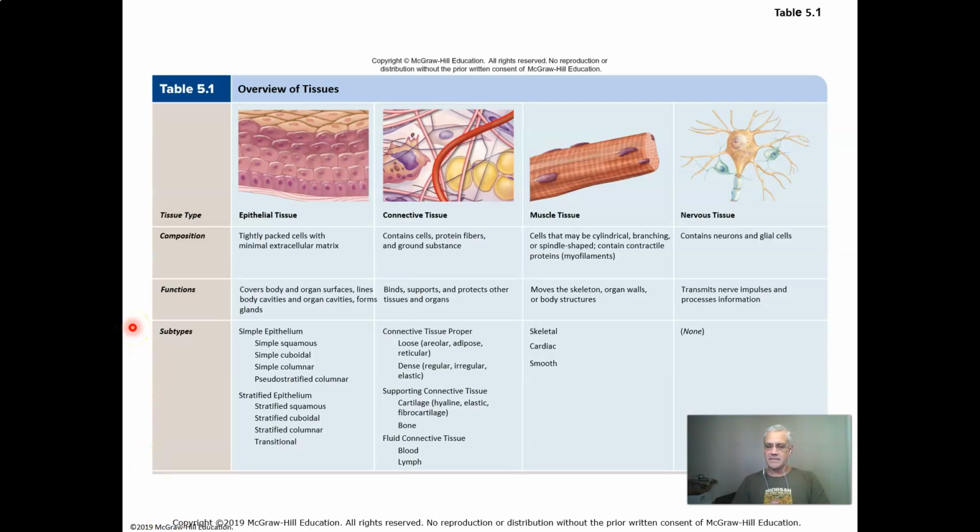Now, your text has a great picture. This is a picture right out of your textbook. This summarizes the major characteristics of these four tissue types. Understand, as I said just a minute ago, that the tissue types have subcategories, and we will go into each of those subcategories deeper and deeper. But these four tissue types: the epithelial tissues, connective tissues, muscle tissue, nervous tissue. That's it. These are the composition of the kind of cells that are a part of those tissues, the functions of these tissues, and these subtypes, and there are lots of subtypes.